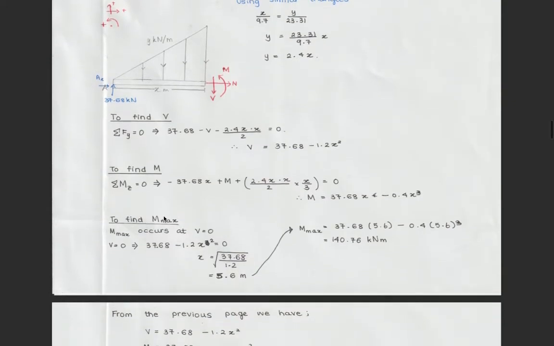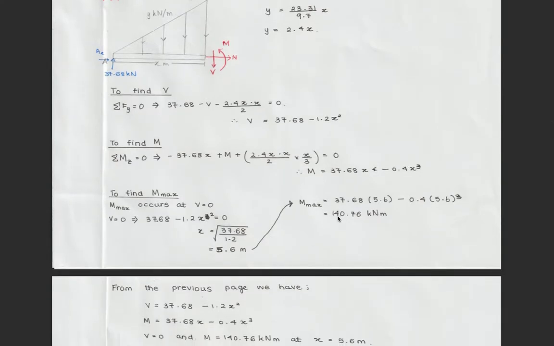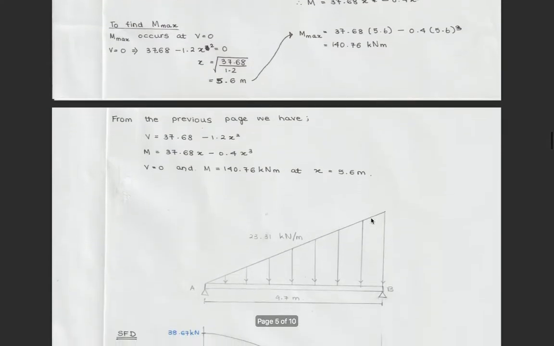Now to find the maximum bending moment, we know that the maximum bending moment occurs when the shear force equals 0. So we've got the shear force equation here. I've set it equal to 0, which gave me x as being equal to 5.6 meters. And then we just plug that x value into the bending moment equation given here, and that would give me the maximum bending moment as being equal to 140.76 kilonewton meters.